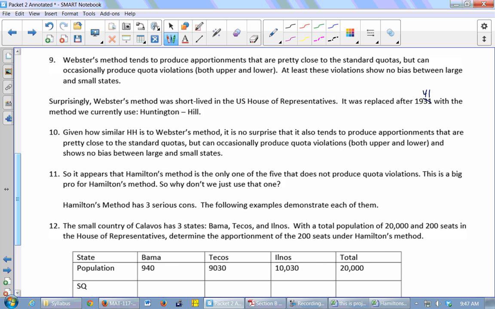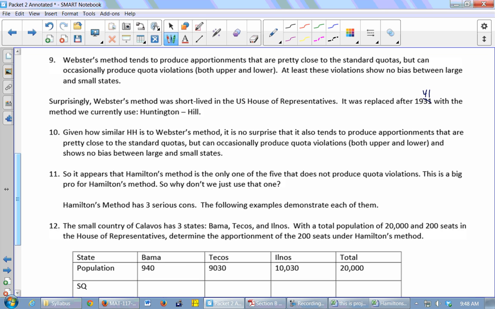They tend to, in general, most of the time, give the exact same results, exact same apportionment. So it's not surprising that Huntington Hill's fairness is analyzed as very similar to Webster's fairness, because they are very similar methods. Again, Huntington Hill can occasionally produce quota violations, just like Webster's, both upper and lower, but it shows no bias between large and small states.